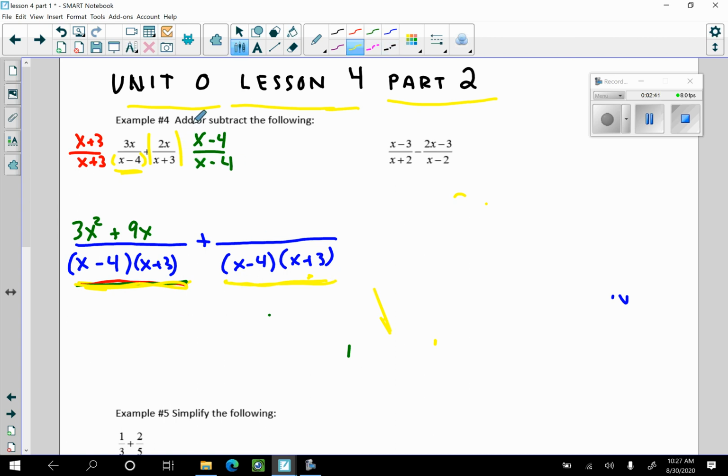So I'm going to multiply 2x times x minus 4. 2x times x is 2x squared. 2x times negative 4 is negative 8x. So now what am I going to do? I'm just simply going to add the numerators. Leave the denominator go.